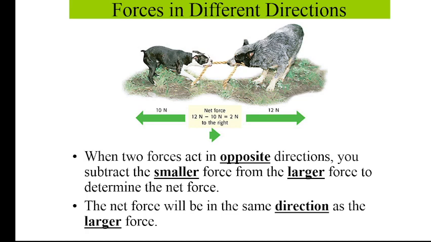But in this figure, one dog is applying 10 Newton in the left direction and the second dog is applying 12 Newton in the rightward direction. To get the net force we have to subtract, as they are not in the same direction. So 12 Newton minus 10 Newton gives the magnitude of the force, which is 2 Newton. And in what direction? In the bigger force direction. The bigger force is acting in the rightward direction. So my net force will be in the rightward direction.